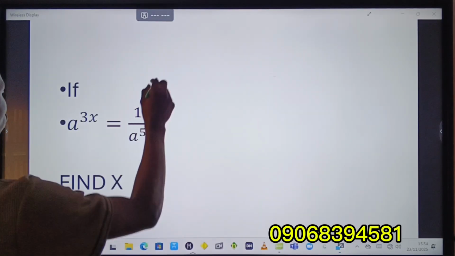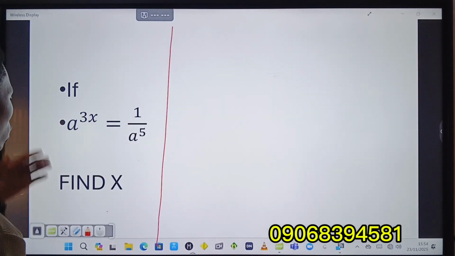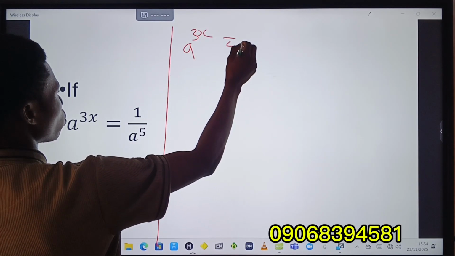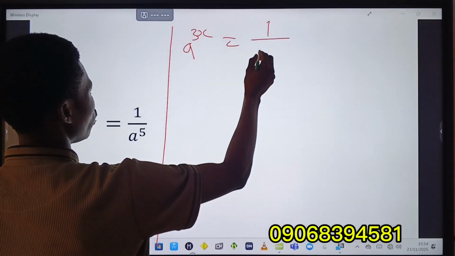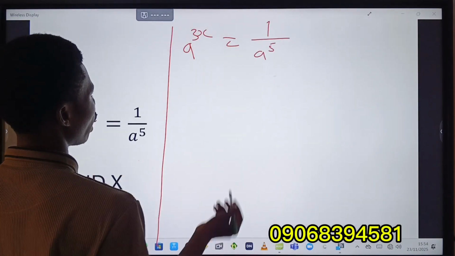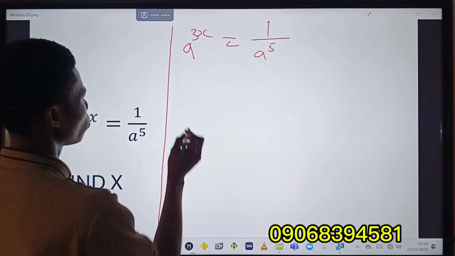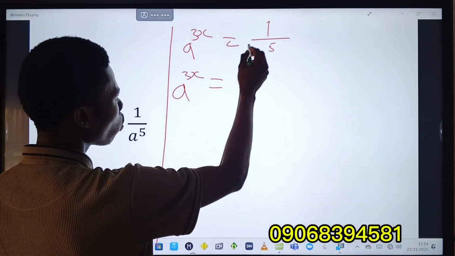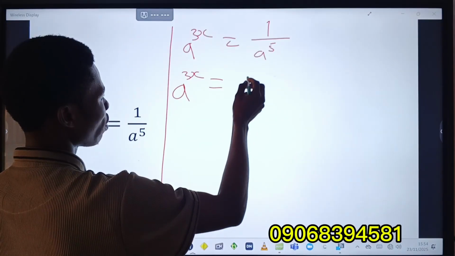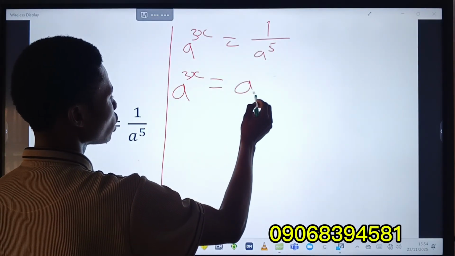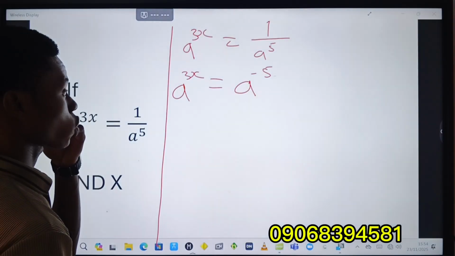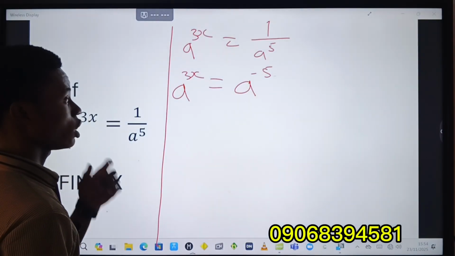Alright, now we're given another one that is looking somehow here. A raised to power 3x equal to 1 over a raised to power 5, and you're asked to find x. This one is very simple. This 1 all over a raised to power 5 is the same thing as saying a raised to power minus 5. Remember that rule, that negative index rule.